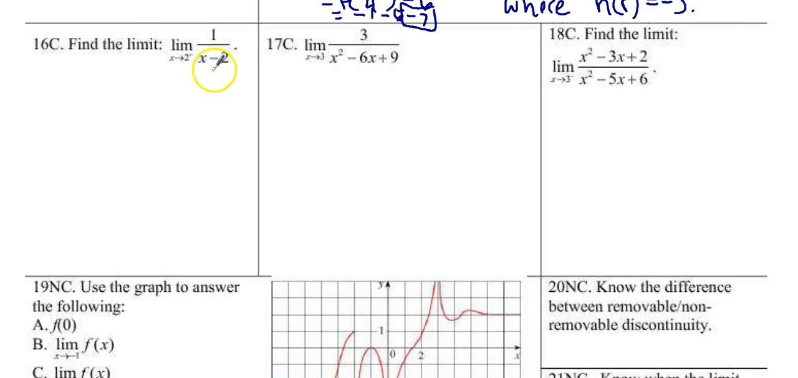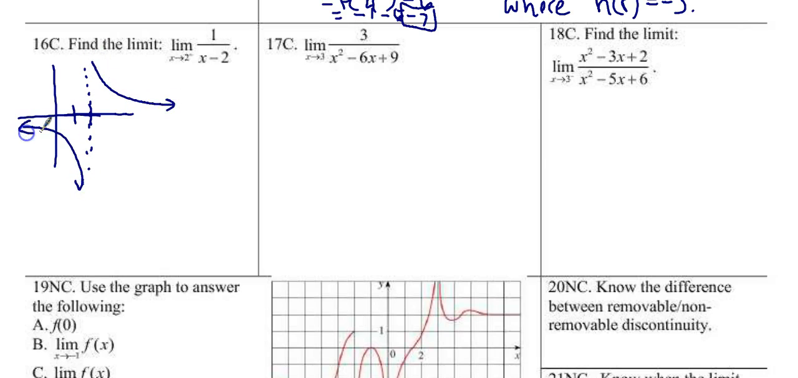1 over x minus 2 is a calculator question, but I'm doing this without a calculator. It is a hyperbola or rational function that's shifted 2 to the right. So it is in the first and third quadrant. 2 from the right is going up forever. So infinity. That's a sad looking infinity symbol.